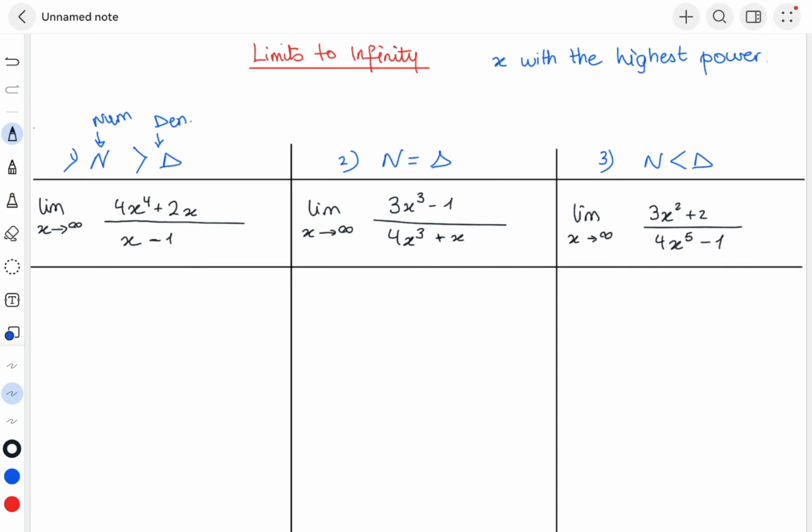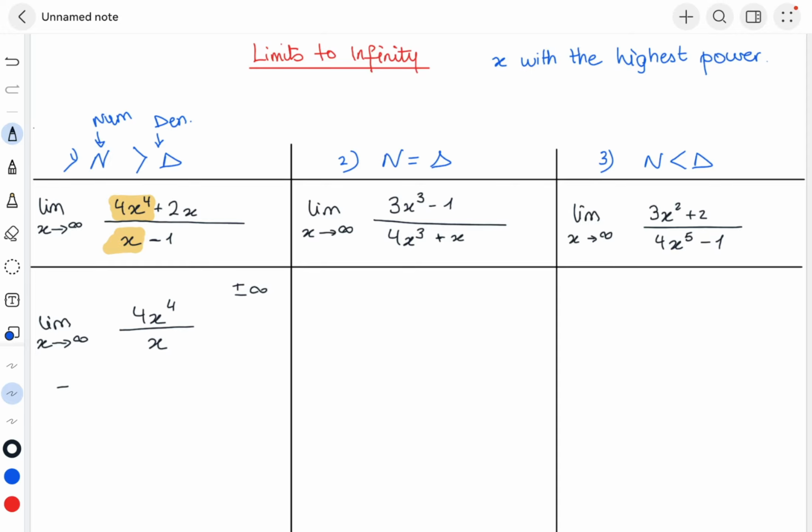Whenever the power in the numerator is greater than the highest power in the denominator, the answer will always be positive or negative infinity. So, here we have the limit as x tends to infinity, and we'll need to check what is the highest power of x in the numerator. The highest power of x in the numerator is x to the power of 4, where we'll take 4x to the power of 4. We take it with the coefficient of it. And the highest power in the denominator is x.